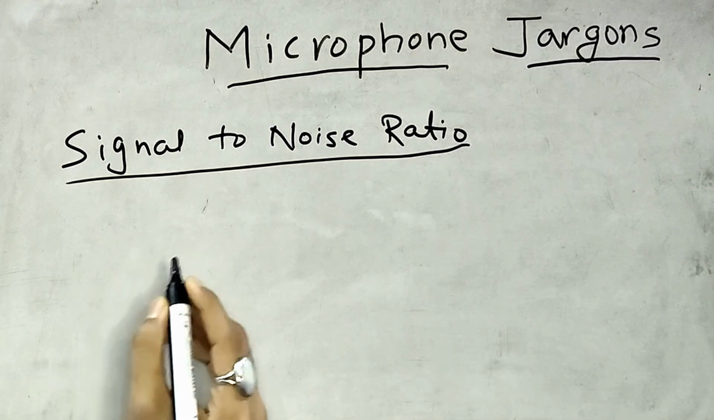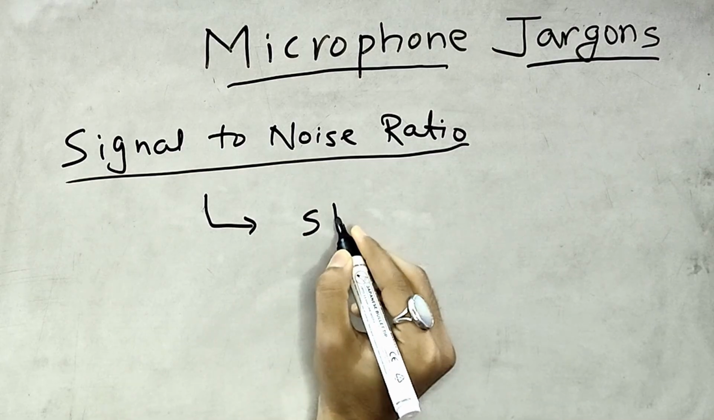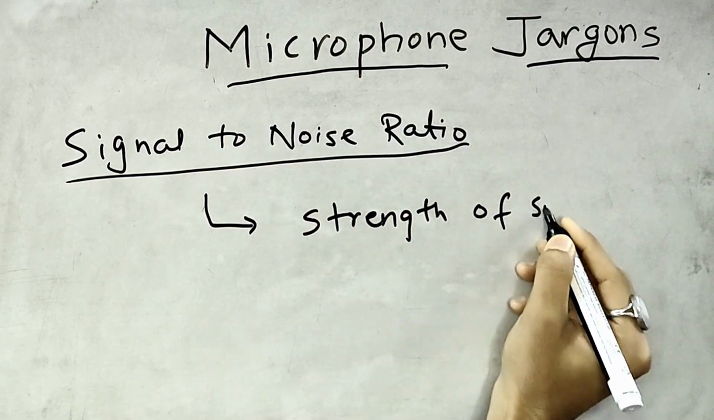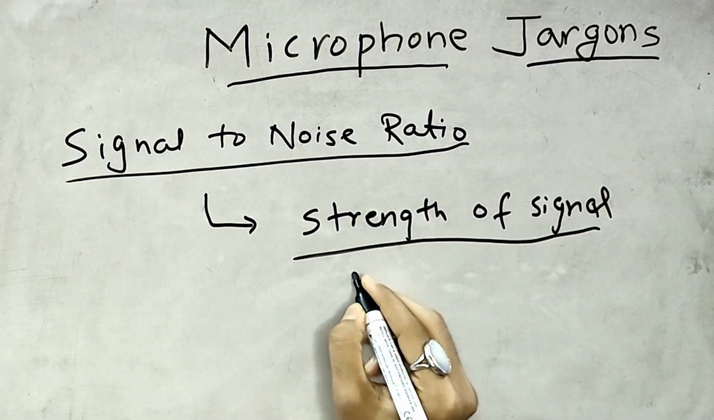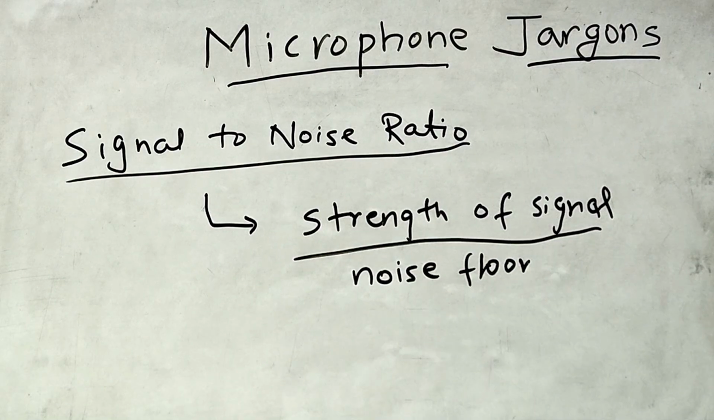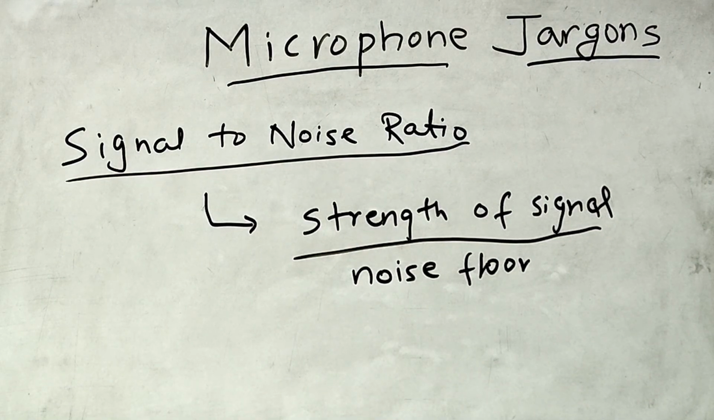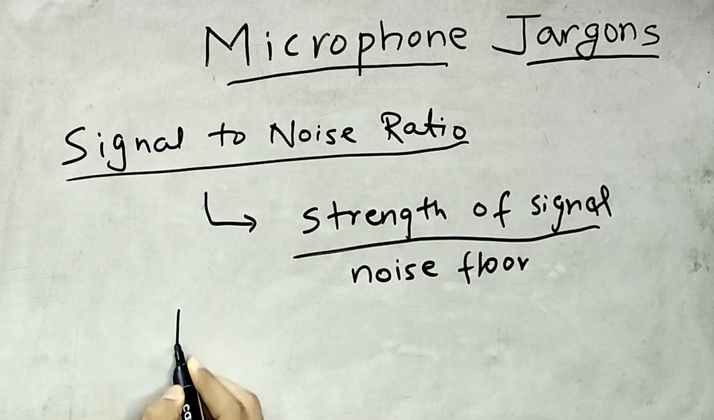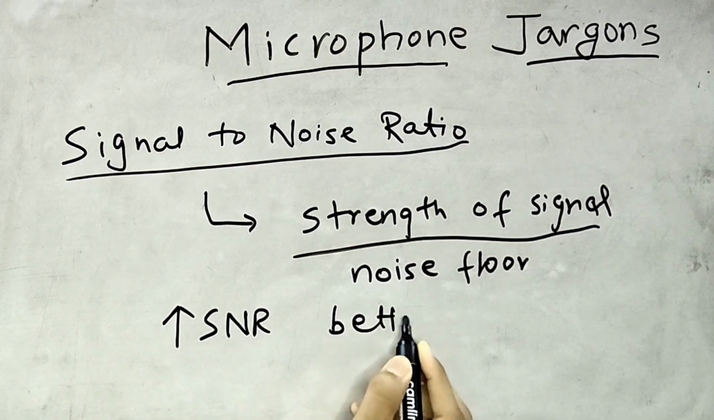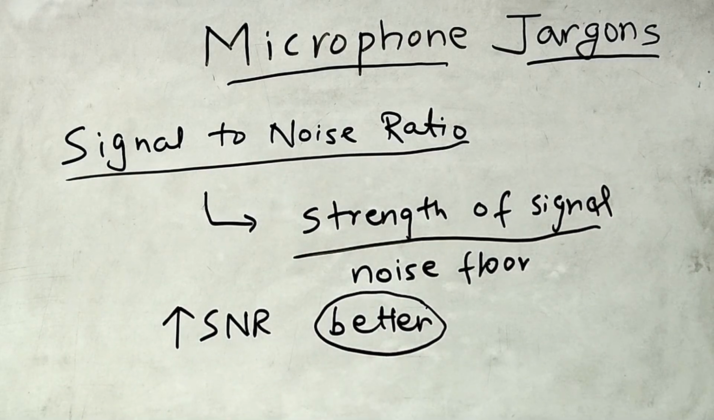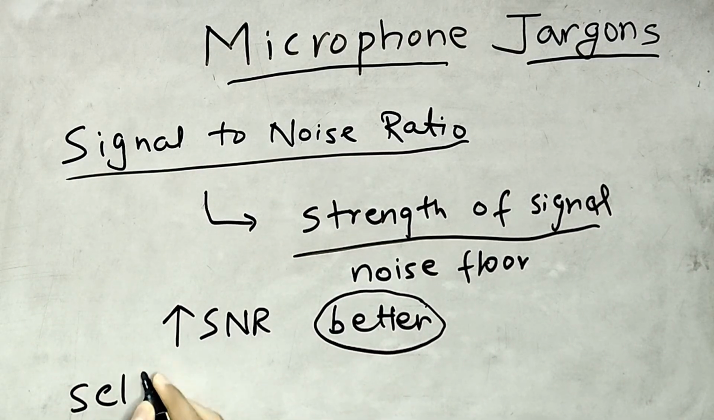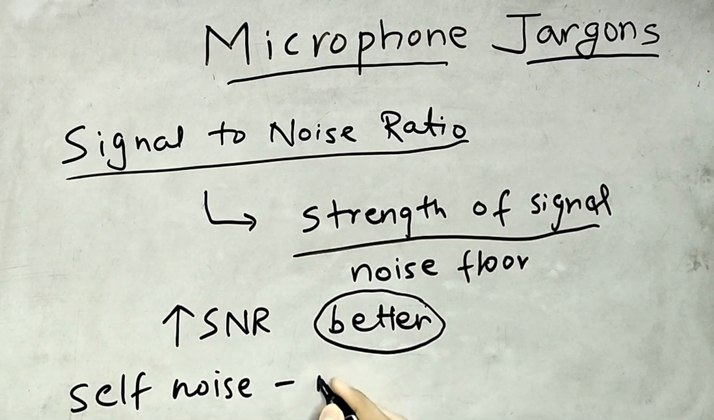Signal to noise ratio. At its core, SNR is a measurement of clarity. It compares two things: the strength of a standardized reference sound to the microphone's own internal self noise. SNR tells you how much louder your sound is compared to the unwanted electronic hiss the microphone produces on its own. A higher SNR number is always better. It means clearer sound and a quieter background.